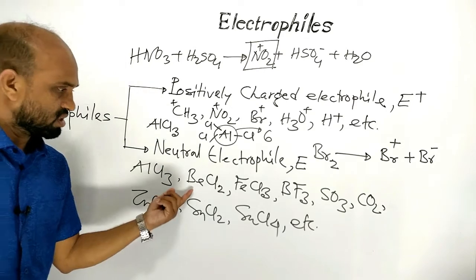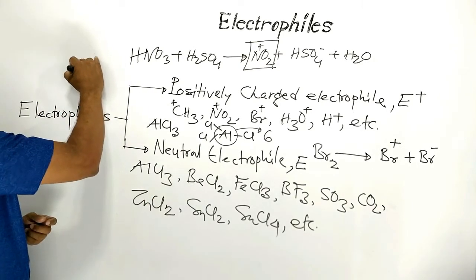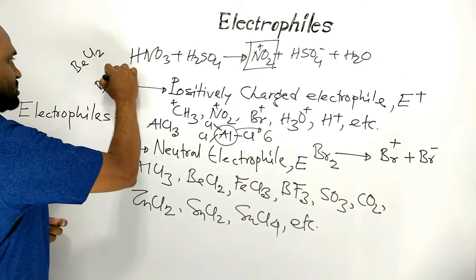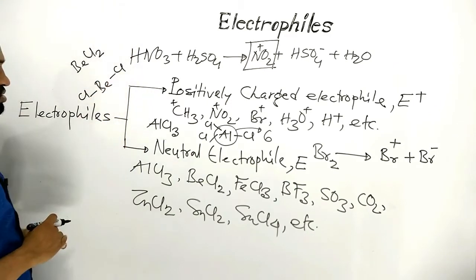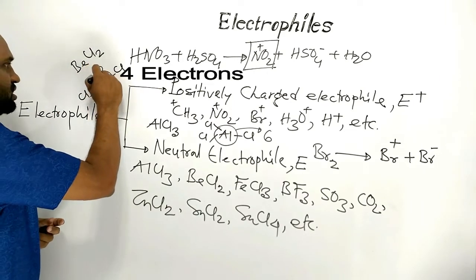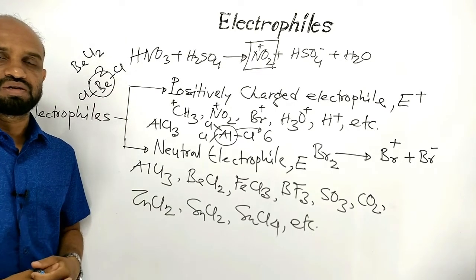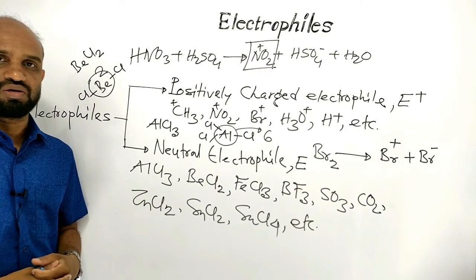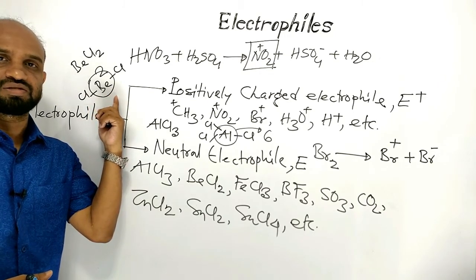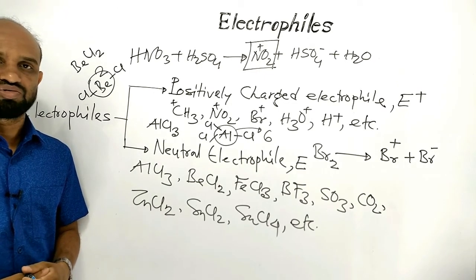Now let's see beryllium chloride. It's a kind of covalent compound. Around beryllium there are 2 electrons. That is why beryllium chloride acts as a neutral electrophile, as its octet is not fulfilled. That is why it has a tendency to receive more electrons. So it's a kind of neutral electrophile.